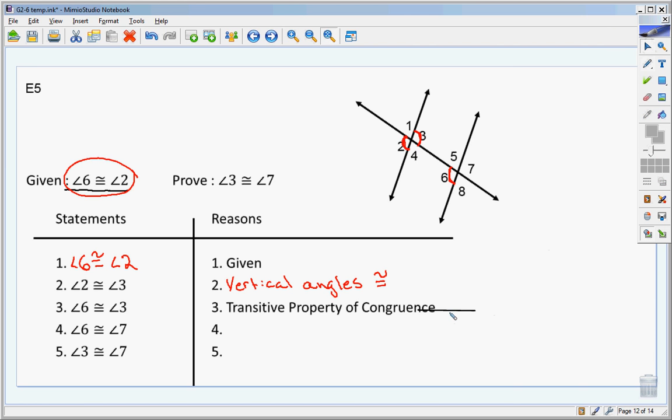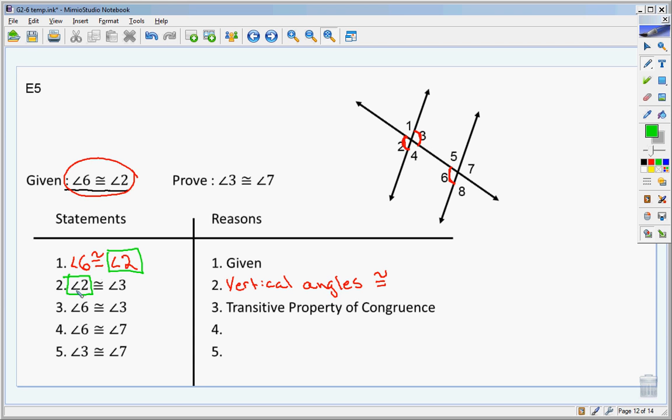Now, the next step, they gave all of it to us, but it is one that I always like to talk about. Notice that they said it's going to be the transitive property. Notice that where statement 1 stopped, statement 2 started. Does everybody see that? So in statement 3, they started with 1 and they ended on 2. So angle 6 is congruent to angle 2.